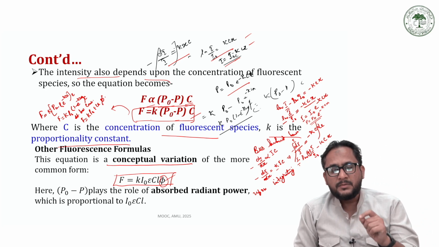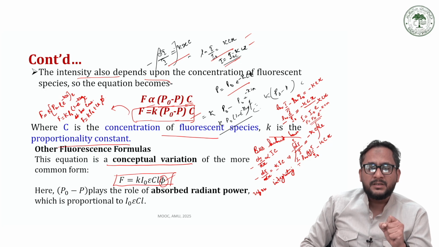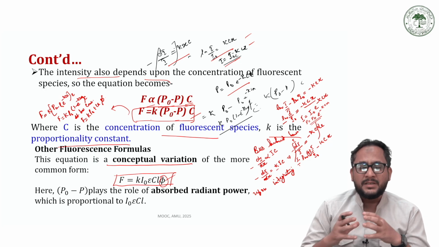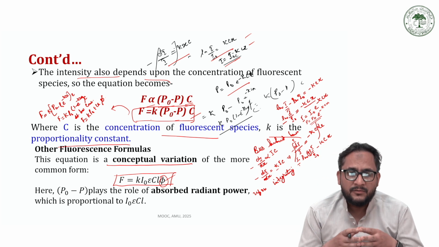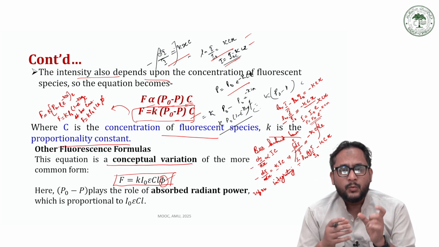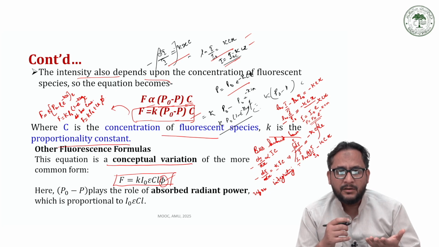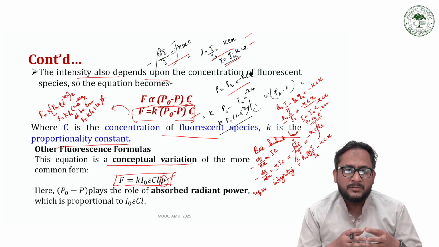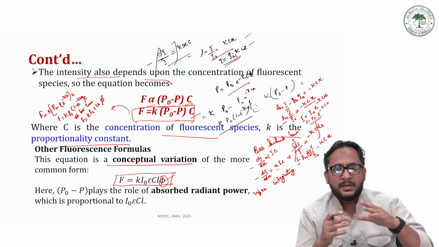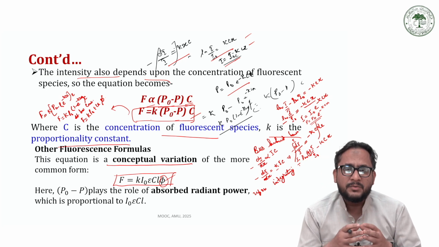Quantum yield is basically always lesser than 1, which means that not all the light that is being absorbed is converted into fluorescent light. Some of the light is always lost, and that is why we get the Stokes shift. If the intensity of light that is being absorbed is 100% transformed into fluorescence, then the value of phi or quantum yield will be 1, and it never happens.